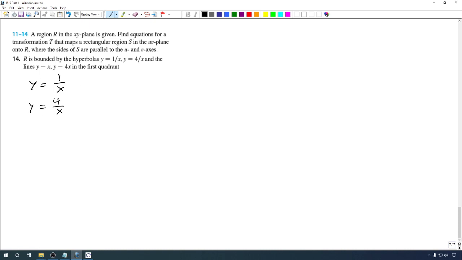So I'm going to take these formulas, and if I multiply both these formulas by x, it turns out really nicely. If we multiply this first one by x, we have xy equals 1, and then we have xy equals 4. We have the same expression in terms of x and y equaling 2 constant values. If we set u equal to xy, then u is some value going from 1 to 4. And that's actually pretty nice for us.